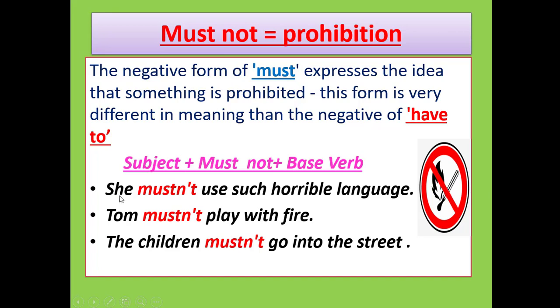Take this example. She mustn't use such a horrible language. So it's forbidden. Don't do this or you might be punished. Tom mustn't play with fire because it's very dangerous. The children mustn't go into the street. Okay.